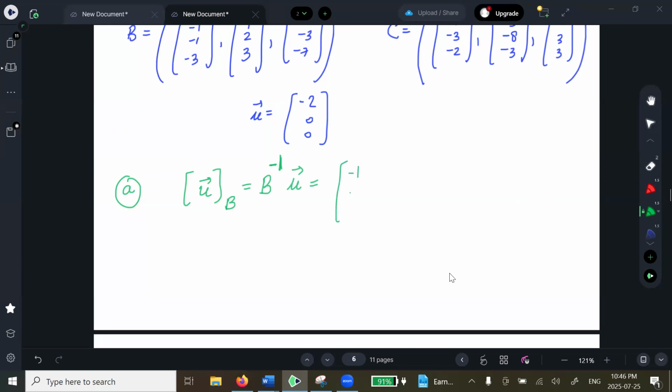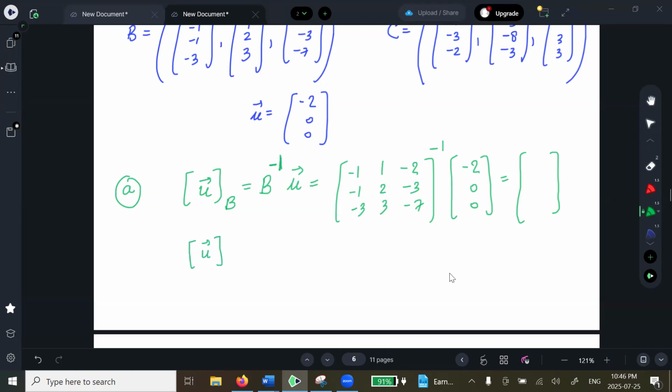I think you can plug the whole equation into Desmos now, so it should take you just the time it takes to plug in the matrix. That's it: inverse of B times -2, 0, 0. And whatever that answer is, it's going to be your coordinate vector. Same thing if you were finding the coordinate vector with respect to the basis C: you would do C inverse times the vector u. Same thing, right?